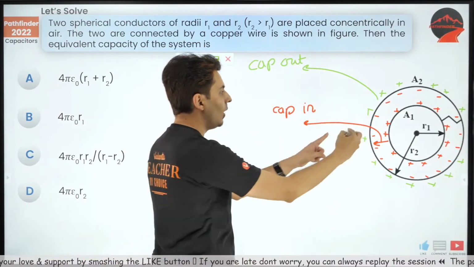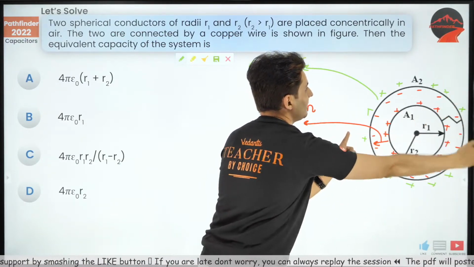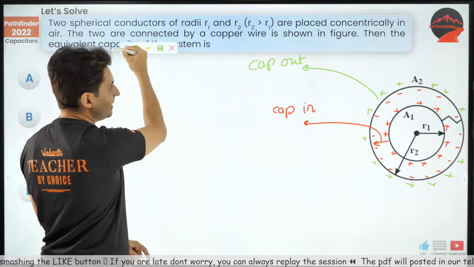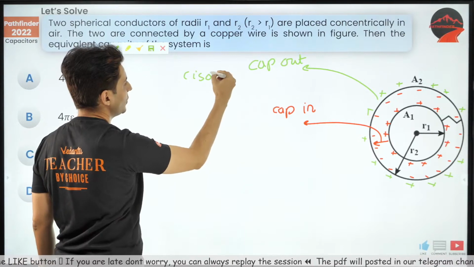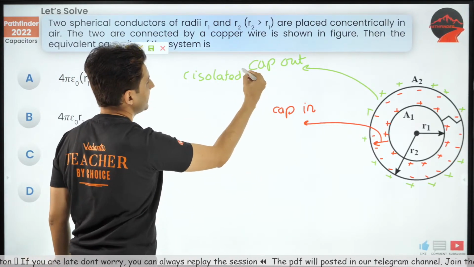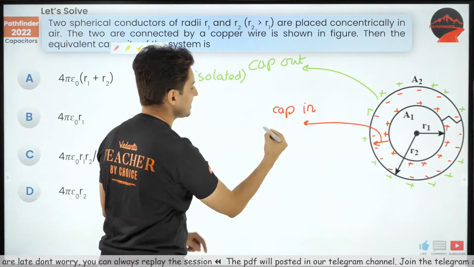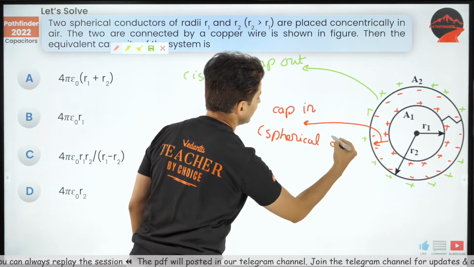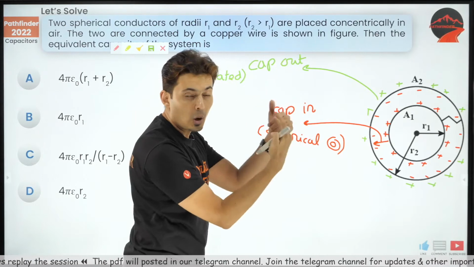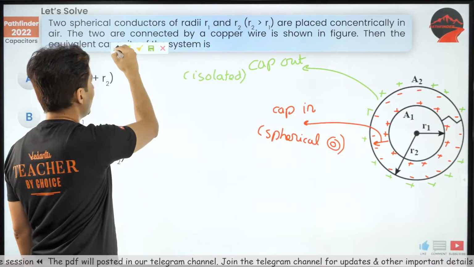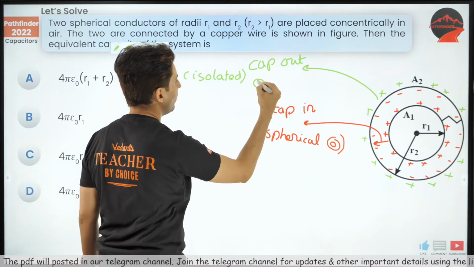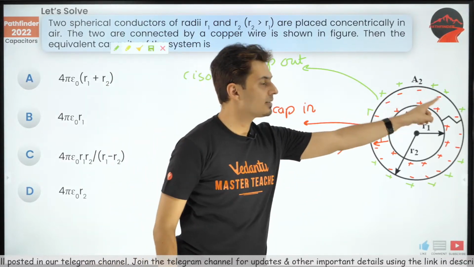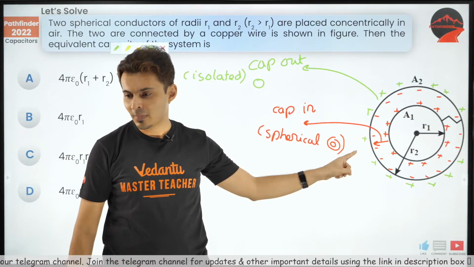Think about it. Because of these positive charges, isn't the capacitor outside like the isolated capacitor, and the one inside like the spherical capacitor, where two charges are there oppositely on opposite sides? In an isolated one, you just have one sphere, that's it, nothing else. Don't you see that?